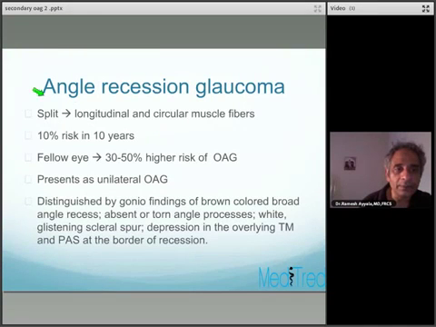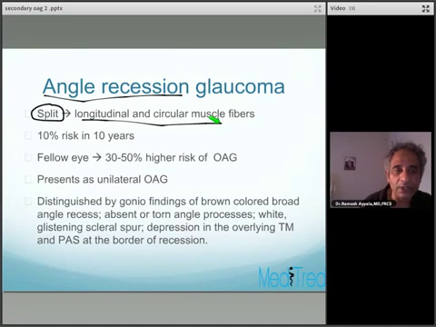The other aspect of trauma is angle recession glaucoma, wherein there is a split in the ciliary body itself between the longitudinal and the circular muscle fibers. This is a frequently asked question. So in angle recession glaucoma, the actual damage is a split between the longitudinal and the circular muscle fibers of the ciliary body. There's a 10% risk in 10 years for these patients to develop glaucoma. The fellow eye is at 30 to 50% higher risk of developing open angle glaucoma.